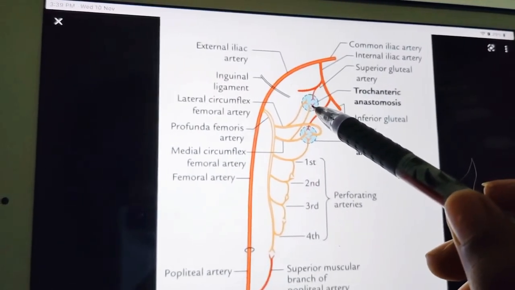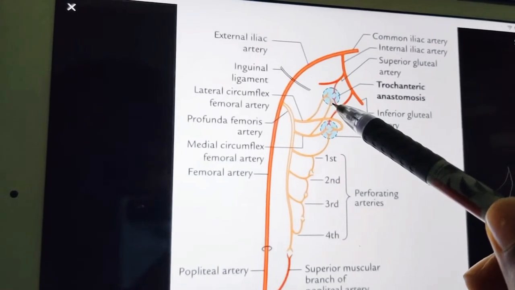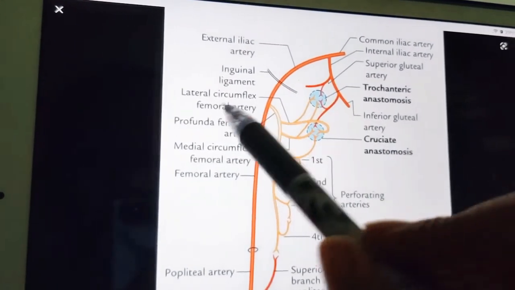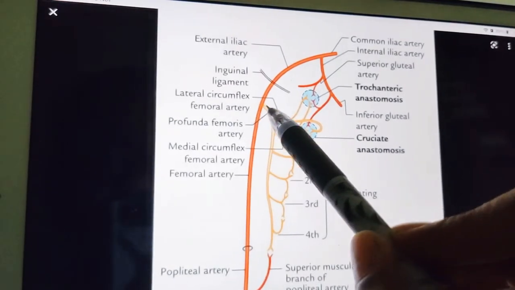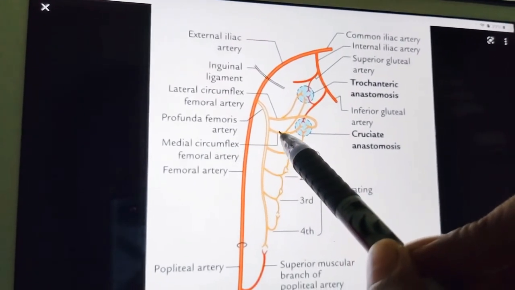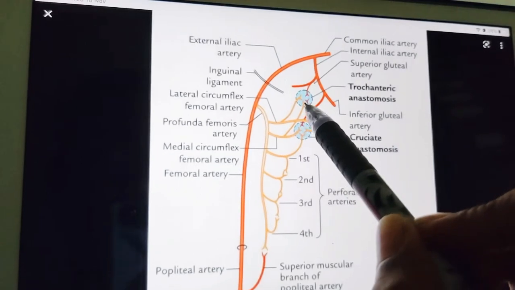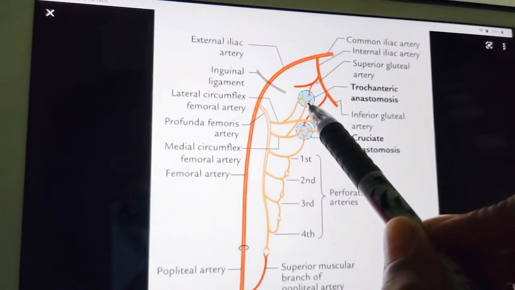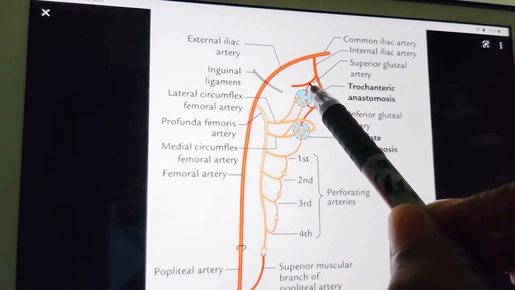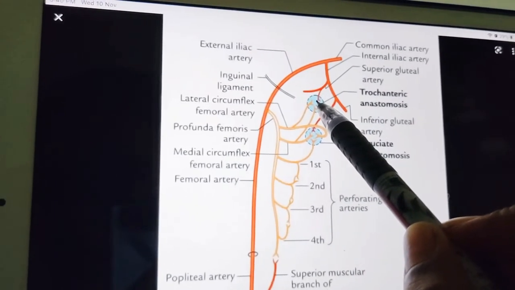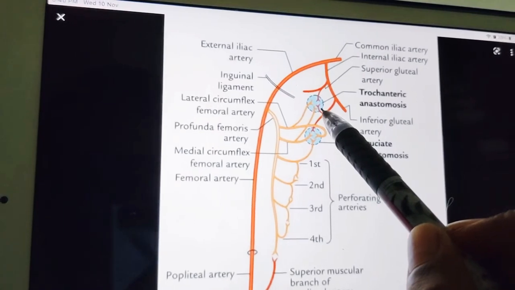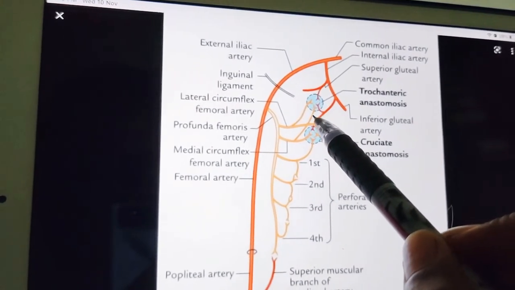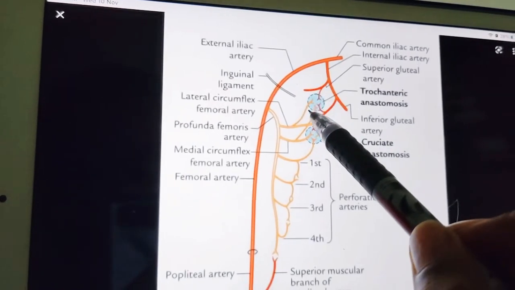Okay, one is coming from that, and the other one is the ascending branch of the lateral circumflex artery. You can see here that the lateral circumflex artery and medial circumflex artery are mentioned, right? So the ascending branches are coming from the medial and lateral circumflex femoral arteries, and one is coming from the superior gluteal artery, and the other is often the inferior gluteal artery. So this anastomosis is a channel of communication between the internal iliac and femoral arteries.